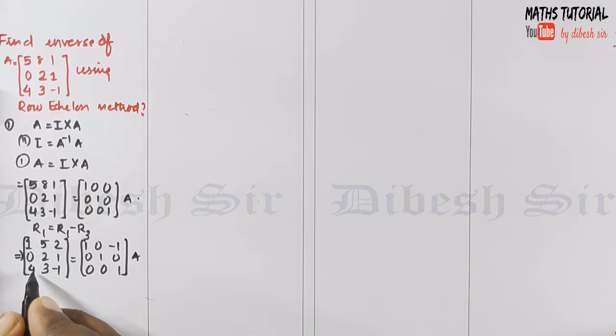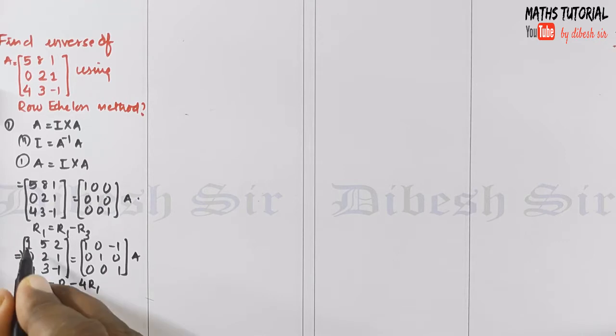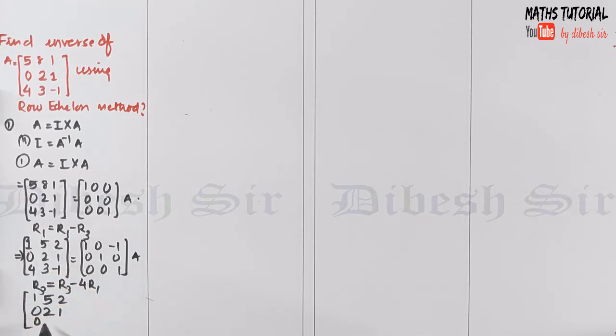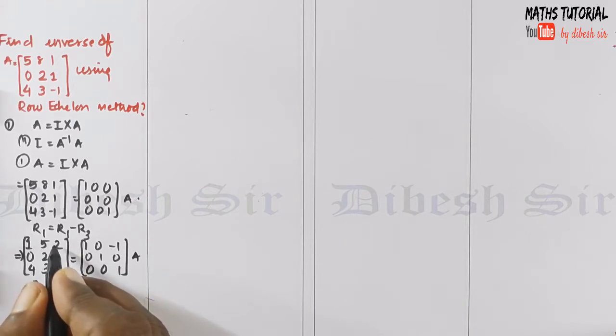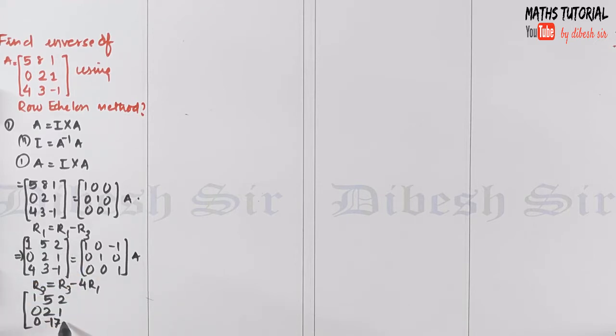Now, to make this entry 0, we perform R3 is equal to R3 minus 4 times R1. Check it. If you perform 4 minus 1 into 4, 4 minus 4 is 0. So here: 1, 5, 2, 0, 2, 1, and R3 means R3 minus 4 R1. 4 minus 4 times 1 is 0. 3 minus 4 times 5, 3 minus 20, is minus 17. Minus 1 minus 4 times 2, that is minus 1 minus 8, which is minus 9.